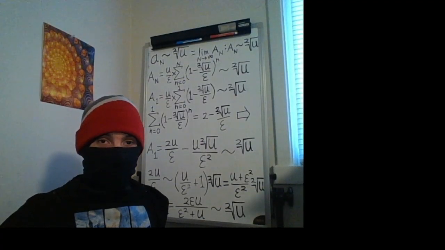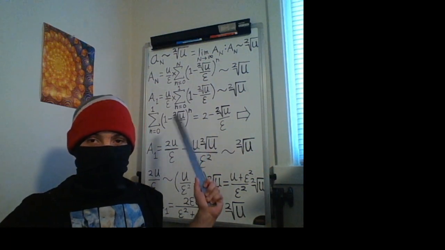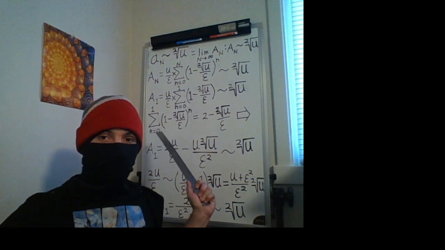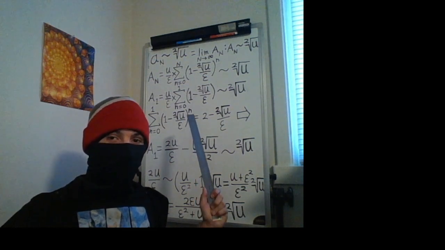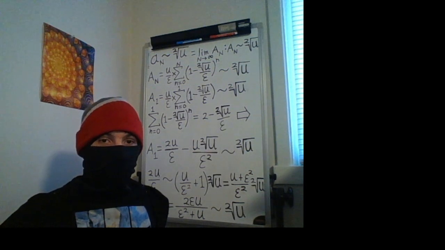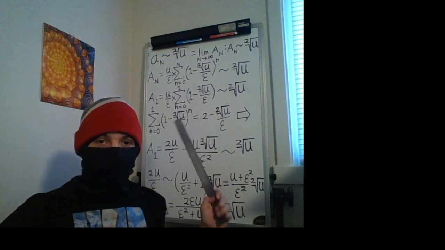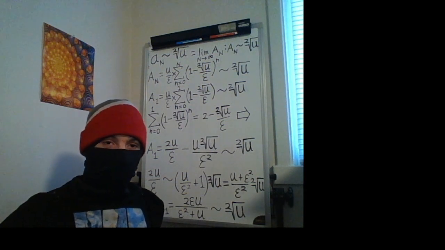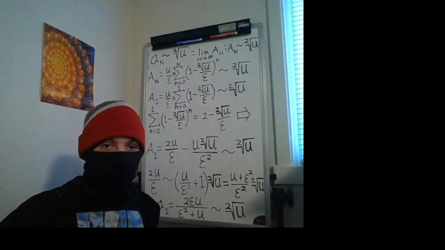Proceeding with recursion for capital N equals 1 requires application of the simple first-order expansion of this sum from lowercase n equals 0 up to 1 of the quantity 1 minus the square root of u over epsilon, to the power of lowercase n, equals 2 minus the square root of u over epsilon. The resulting approximate linear equation in first-order terms of the square root of u, when this sum is substituted into capital A subscript 1, is fairly straightforward to solve for the approximation lowercase a subscript 1, and that is done by the following.